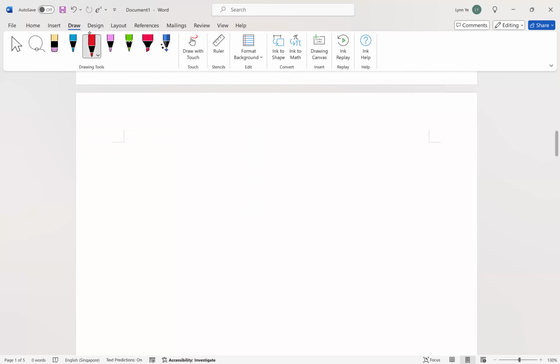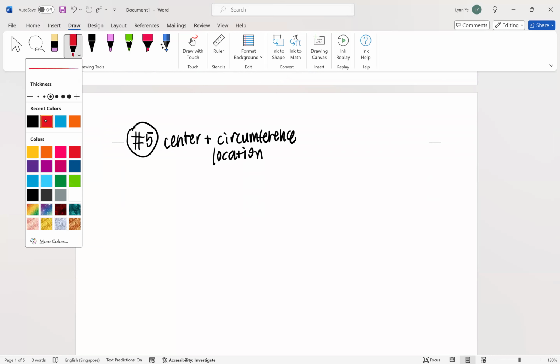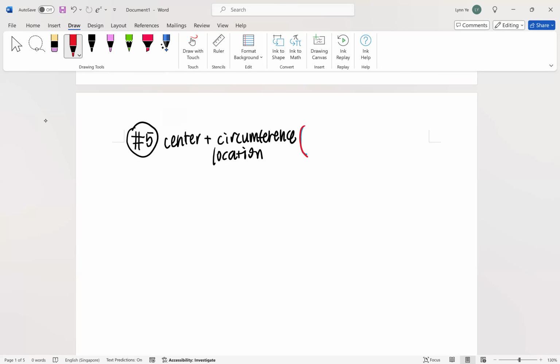Now, what is number 5? Okay, number 5 is a really long reasoning. It's when you see location like it involves center plus circumference location. Now, when you see something that involves a center and a circumference location, there is this reasoning that you can give. And the reasoning is also really long. Okay, so what is the reasoning?